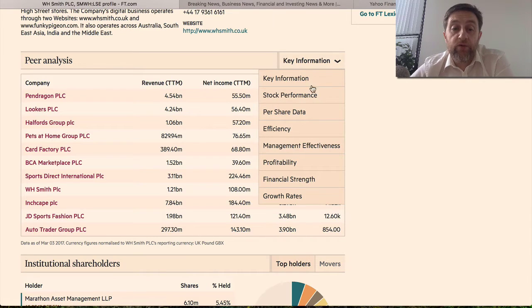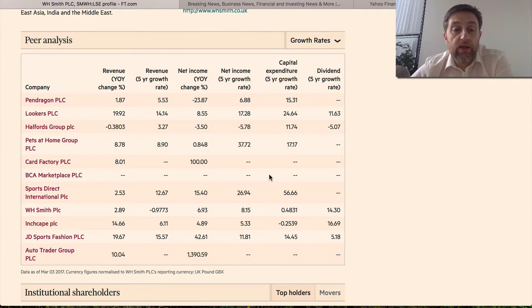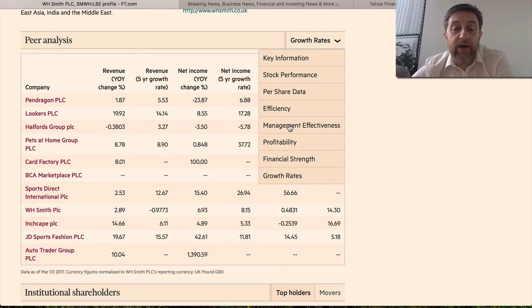We can look at key information in the peers. So let's look at growth rates. And among these peers, it tells you what the growth rates are among the peers. So that's really good in terms of just working out how is this company performing next to its peers. So here you see that WH Smith is the only company that's actually the revenue's grown or fallen in size over that period. But the net income, it's positive, but not as good as some others, but also better than some others. So again, it's all about comparativeness.